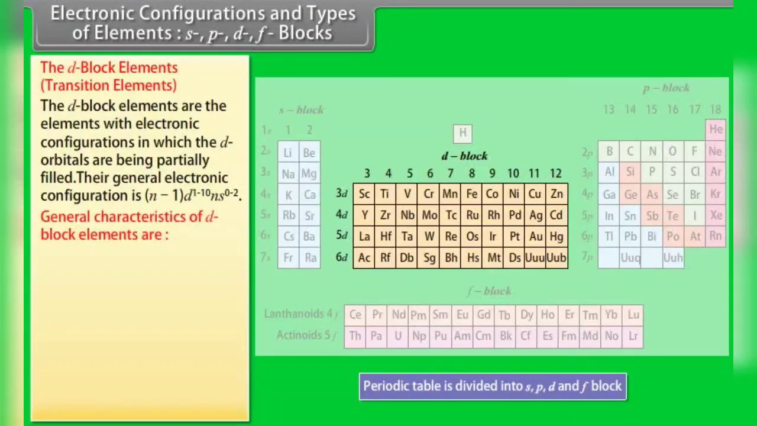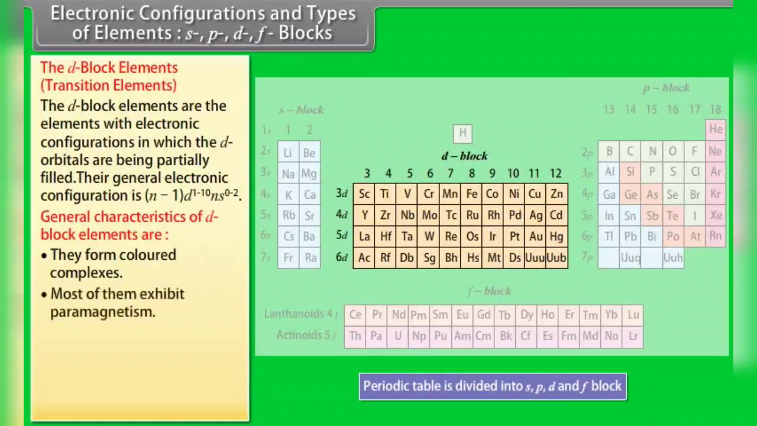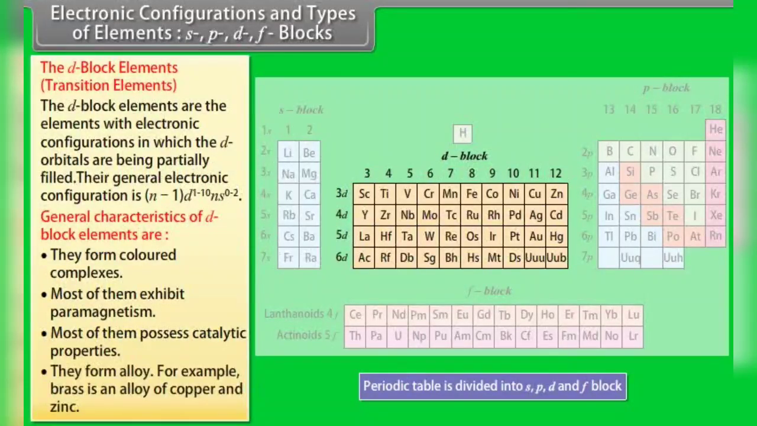General characteristics of D block elements are they form colored complexes. Most of them exhibit paramagnetism. Most of them possess catalytic properties. They form alloys. For example, brass is an alloy of copper and zinc.